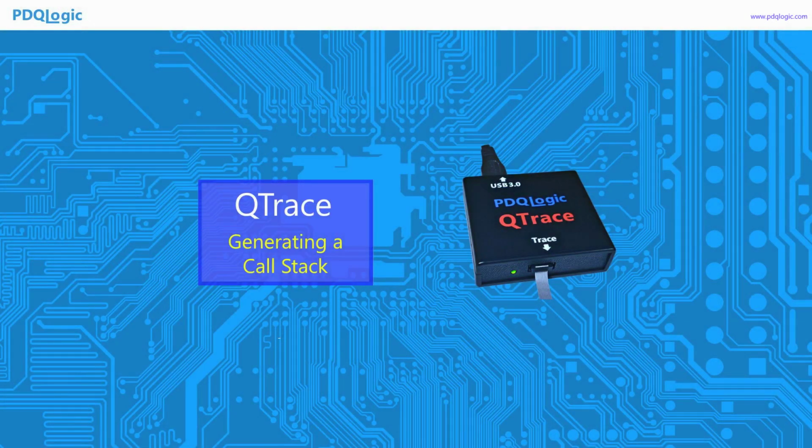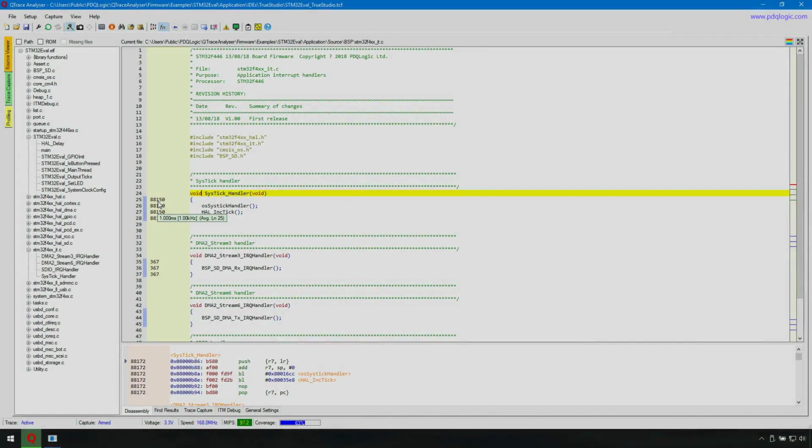The next feature I want to show is the ability to generate a call stack from any line of code being executed, but without actually stopping the processor. By highlighting a line and then pressing F9, a snapshot of the last 8 million instructions will be captured when the line is next executed. These can then be reviewed while the processor is still running.